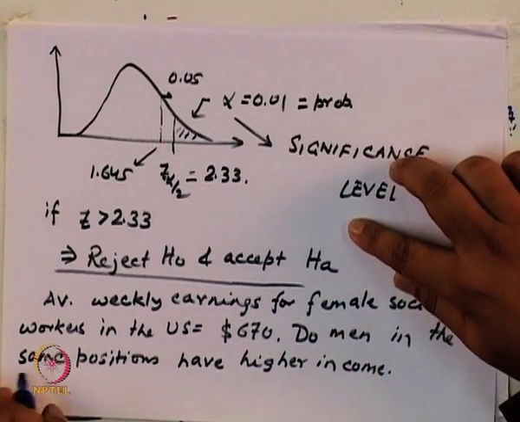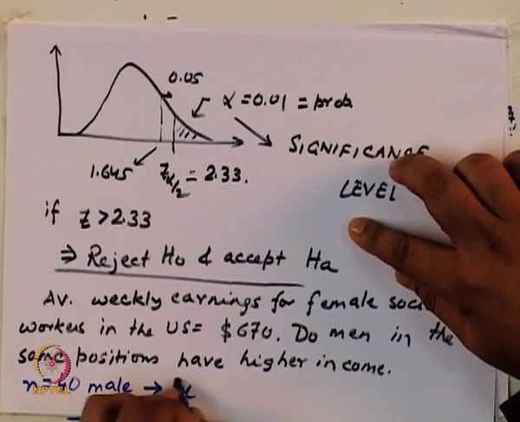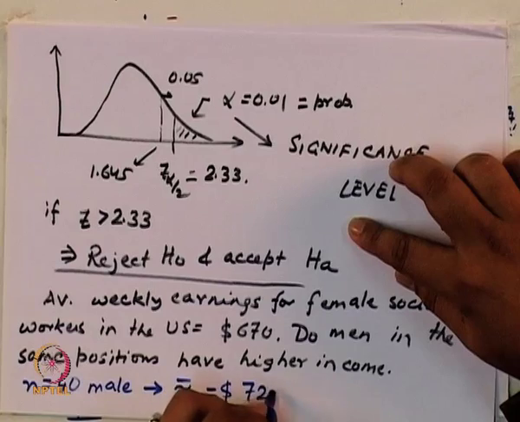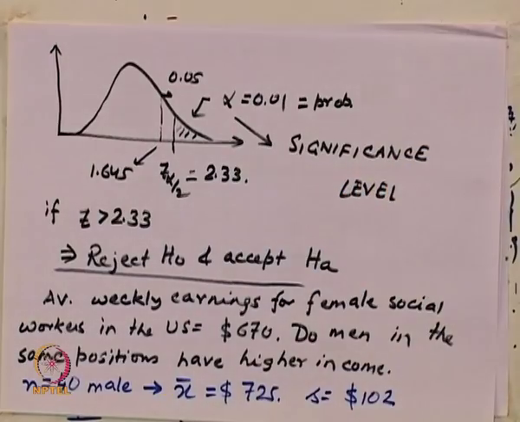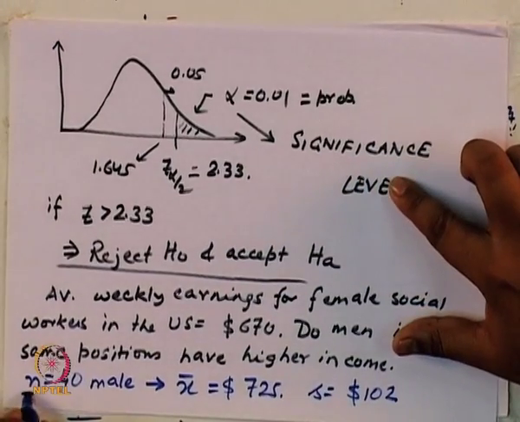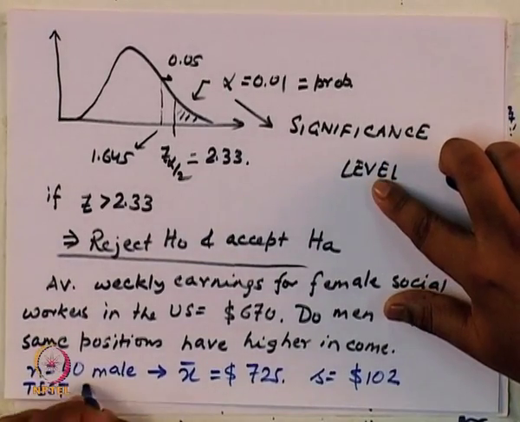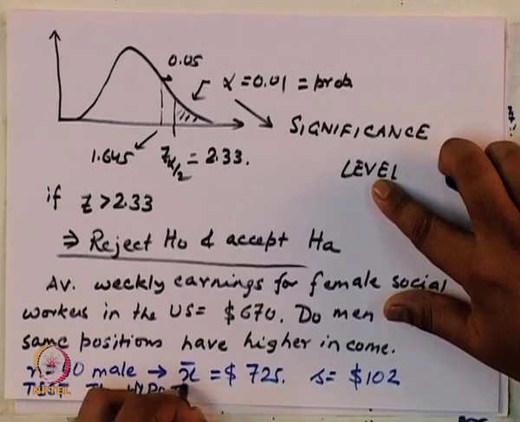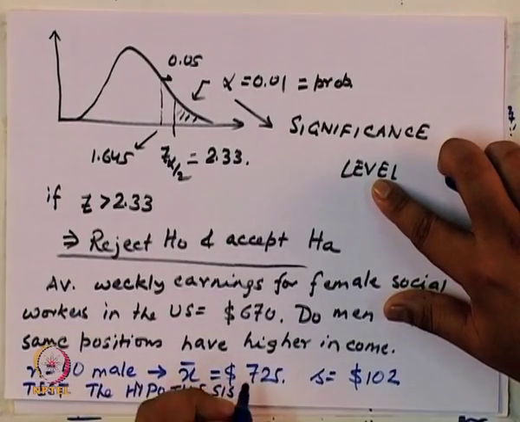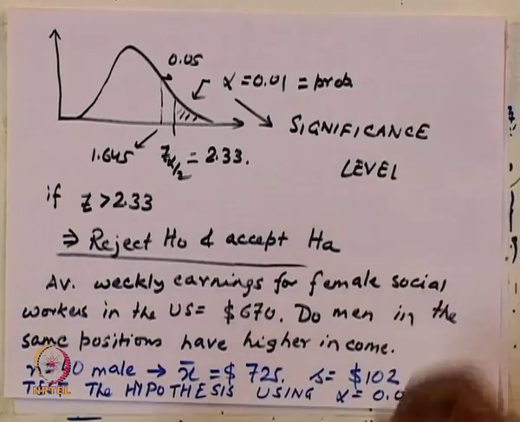Okay. So, a random sample of n equal to 40 individuals, 40 male individuals, has given the statistics of x bar equal to $725 and S equal to $102. So, test the appropriate hypothesis using alpha equal to 0.01.